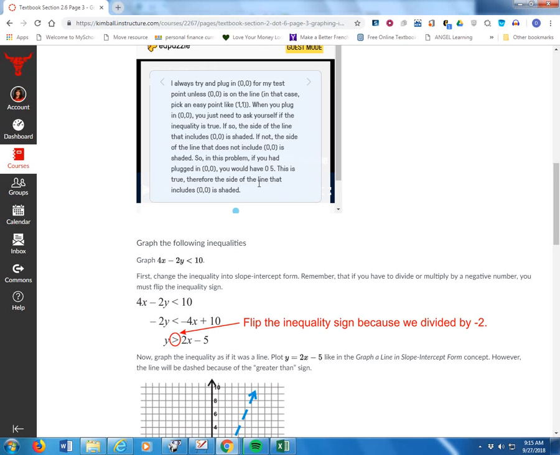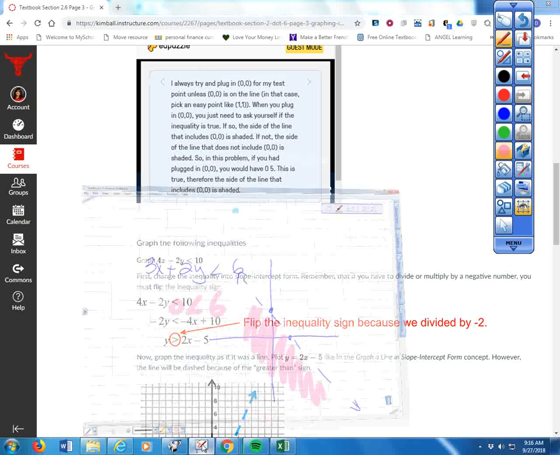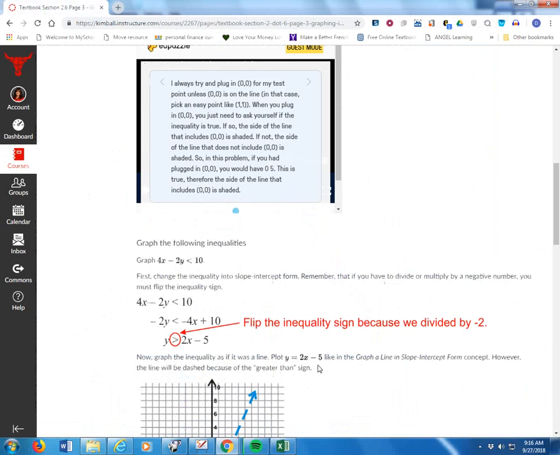I always try and plug in 0, 0 for my test point unless 0, 0 is on the line. In that case, pick an easy point like 1, 1. When you plug in 0, 0, you just need to ask yourself if the inequality is true. If so, the side of the line that includes 0, 0 is shaded. If not, the side of the line that does not include 0, 0 is shaded. So in the problem, if you had plugged in 0, 0, you would have 0 is less than 5. This is true. Therefore, the side of the line that includes 0, 0 is shaded. So that was the point on that one, that 0, 0 is what I used as the test point.